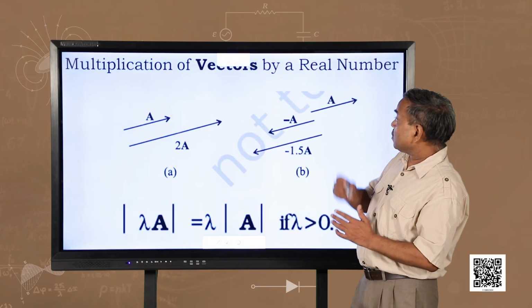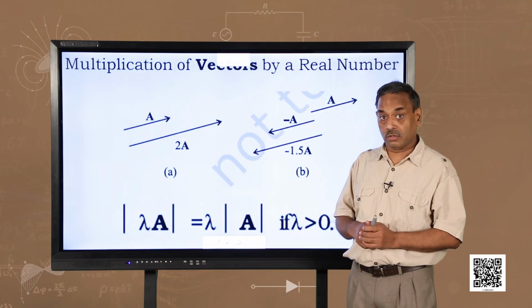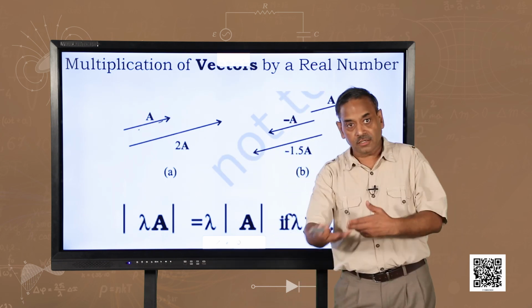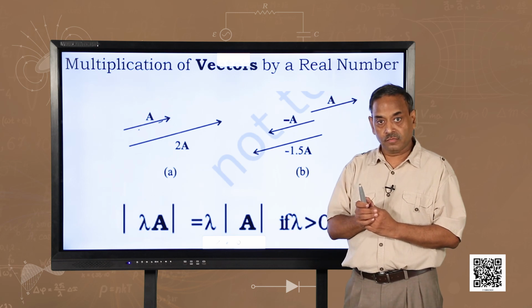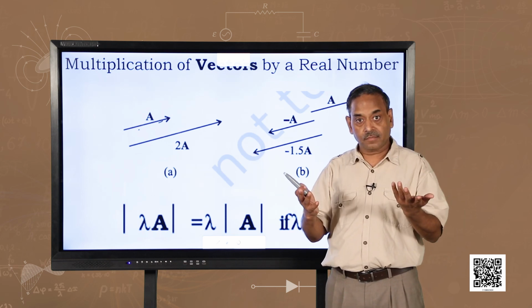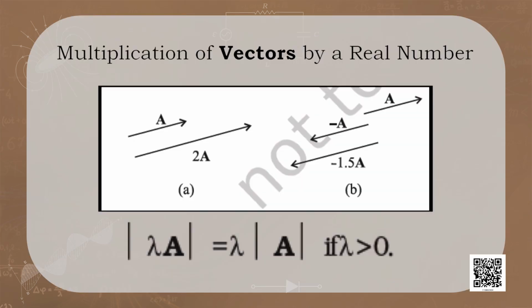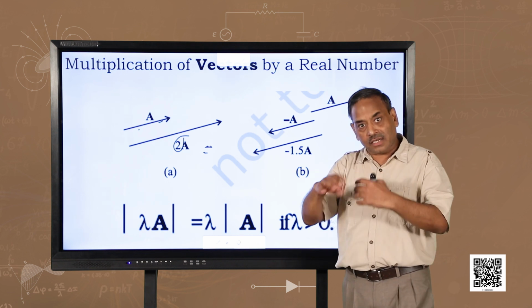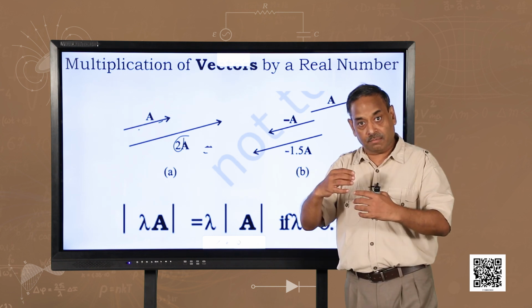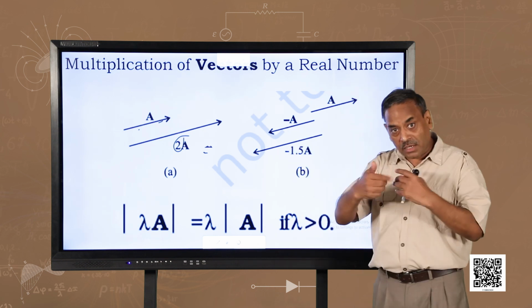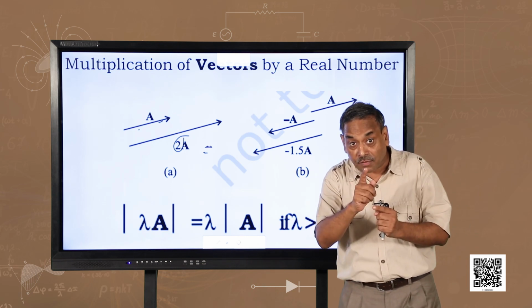Now, multiplication of vectors by a real number. Suppose this is a vector A, double it, multiply it by 2, it means the direction is not changing, only the magnitude is changing by 2. Having understood multiplication of a vector by a positive real number, now let us see what happens when it is multiplied by a negative number, say minus 1. If you multiply it by minus 1, it means now it is minus, friends.